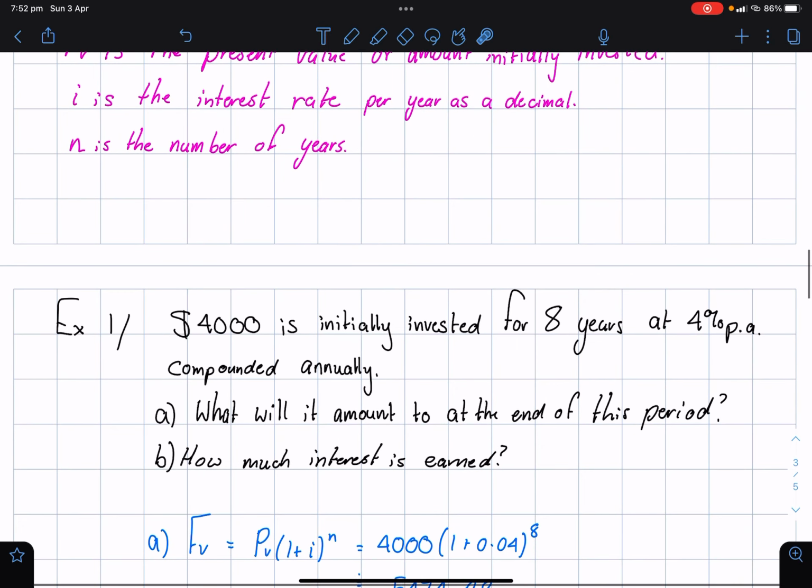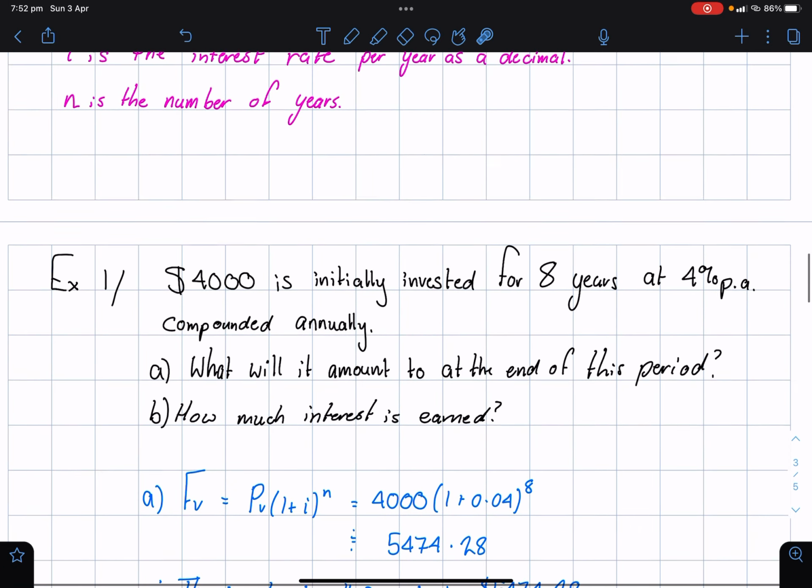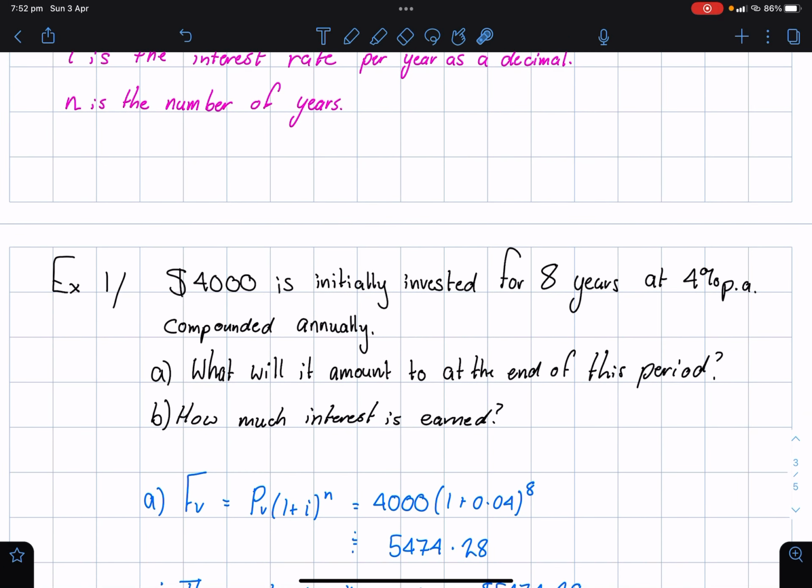So part A is where we whip out our formula, so FV equals PV times by 1 plus I to the power of N, substituting in our values that we know. So we know PV the initial was 4,000, the interest rate was 4%, so 0.04, and the amount of time was 8 years. So we've got an 8 up there, and that is equal to approximately 5,474.28.